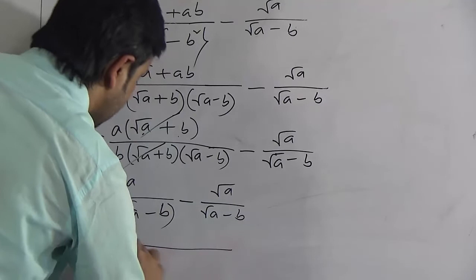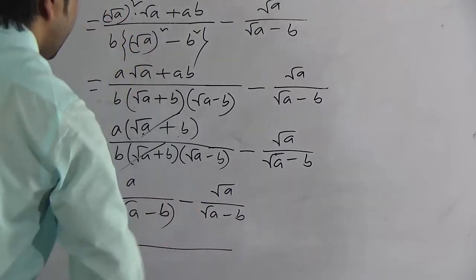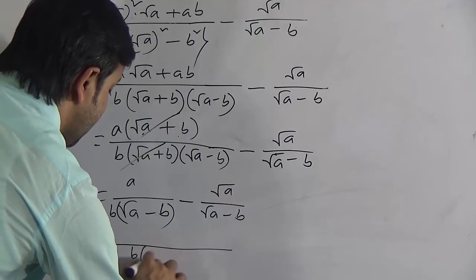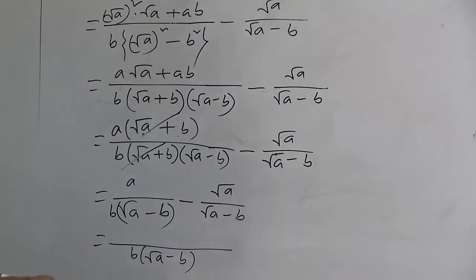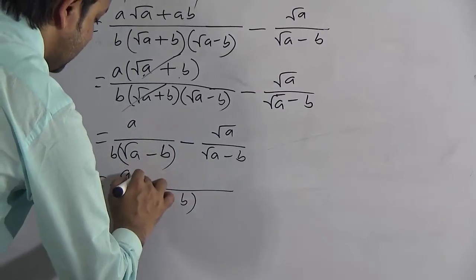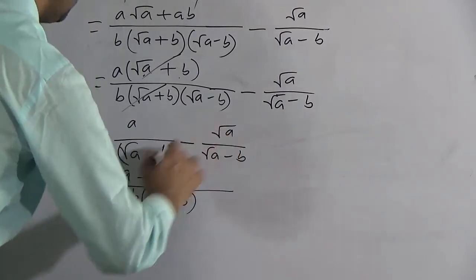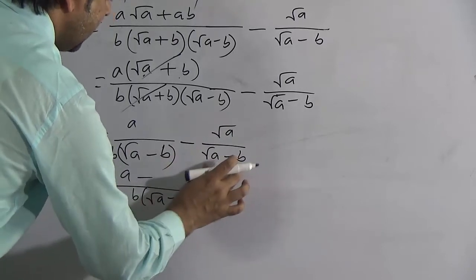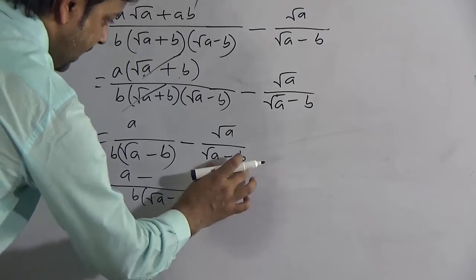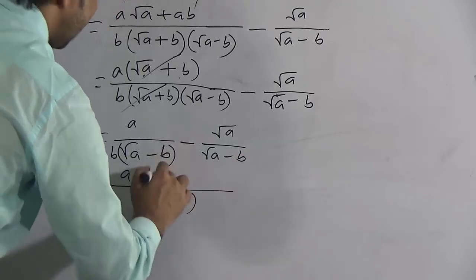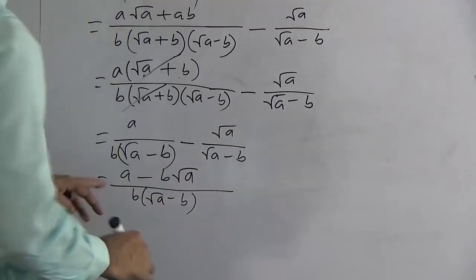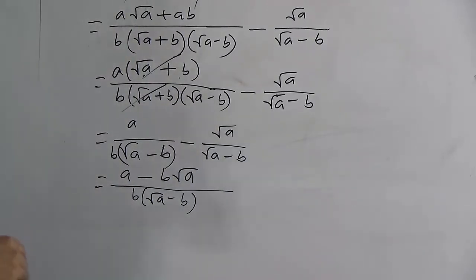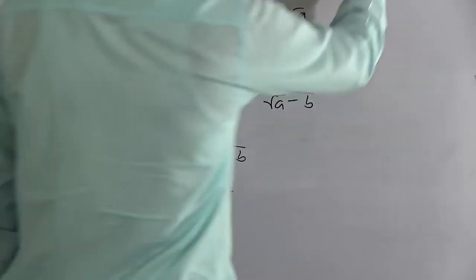So we can take the LCM of the denominators. It will be b into square root a minus b, the LCM of this denominator and this denominator. Now if we divide by this, we will get only 1 as quotient. If we multiply a by 1, you will get a only. Then if you divide b into square root a minus b by square root a minus b, you will get b as quotient, multiply the numerator by b. This will be b into square root a. Now we can express a as square root a whole square. Square root a whole square, we can write here.